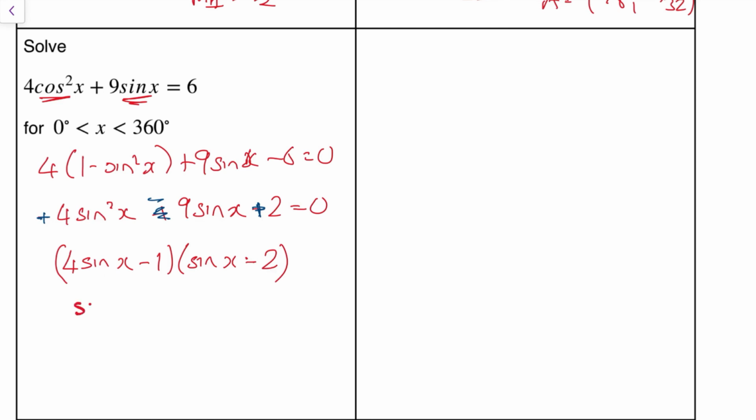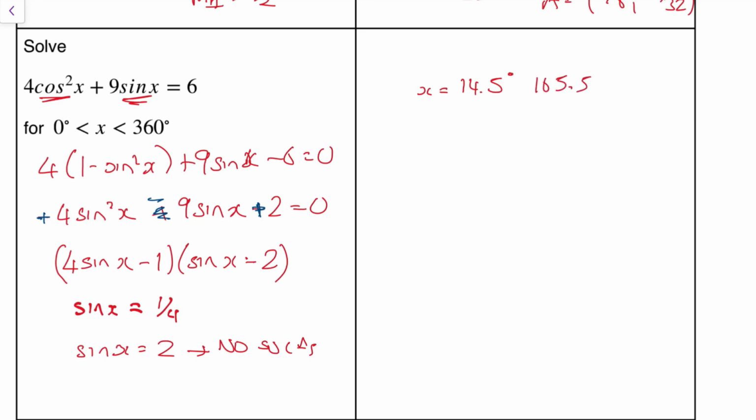So that did work, which means that sine x is equal to a quarter, or sine x is equal to 2, and that has no solutions because it's bigger than 1. Calculator out. Sine x is equal to a quarter means x is equal to 14.5. And then 180 minus that gives me 165.5. And those are my solutions.